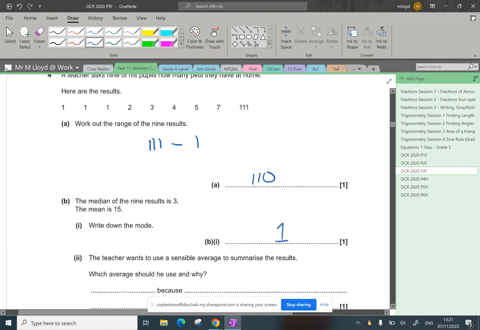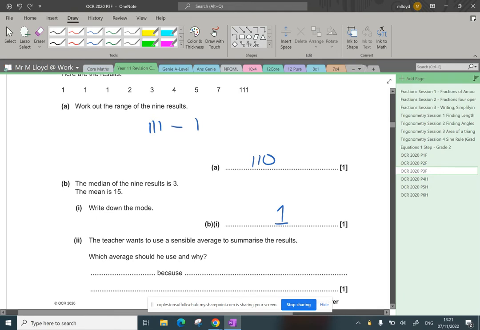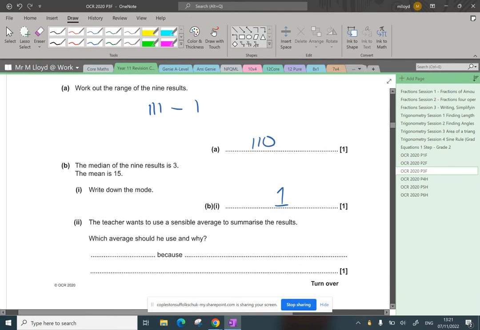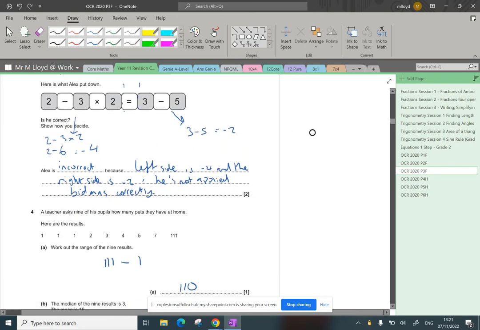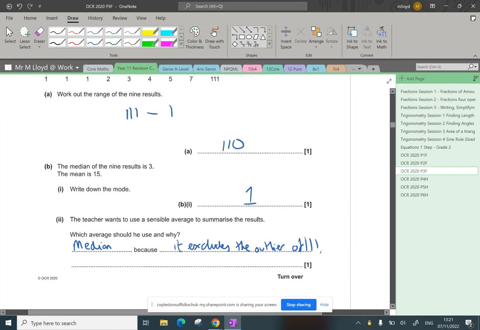That is number 1. The teacher wants to use a sensible average to summarize the results. Which average should they use and why? Well, we're going to go for the median in this situation. And why would that be? Because it excludes the outlier of 111. So that extreme value is not taken into account when we're looking at the median.